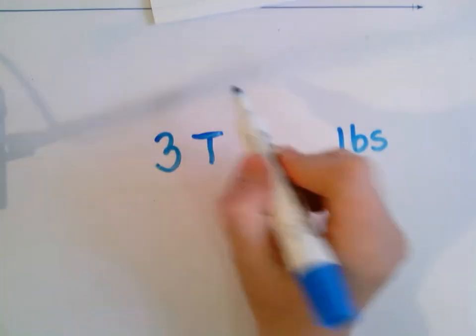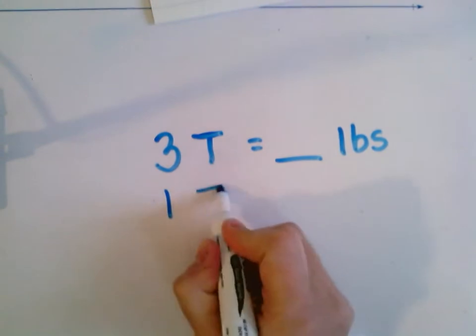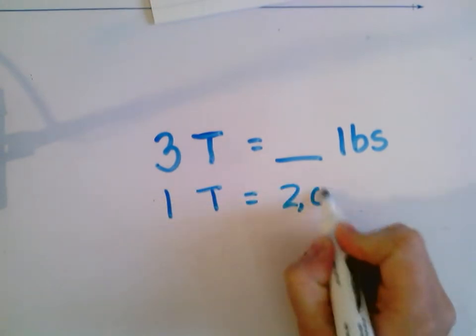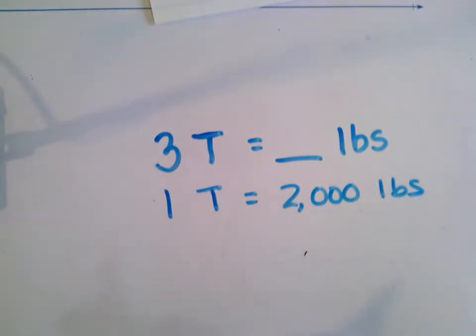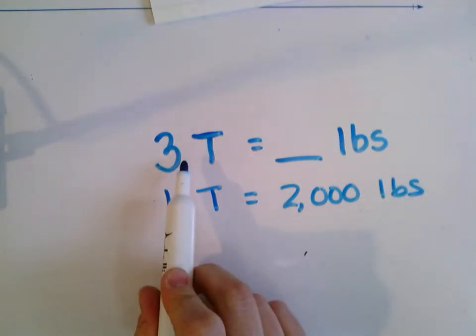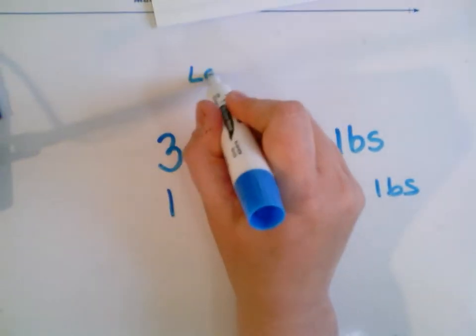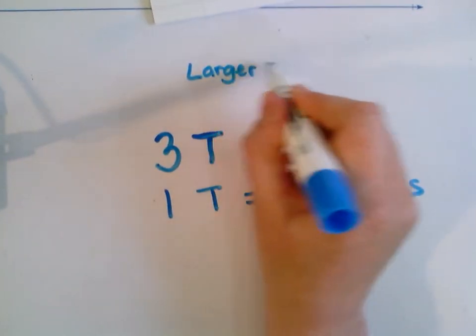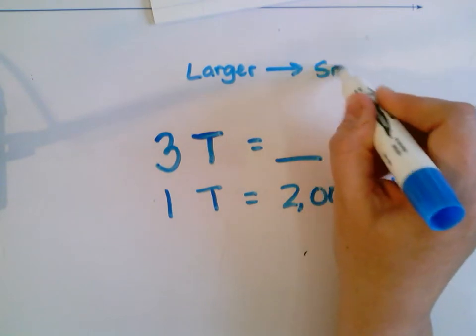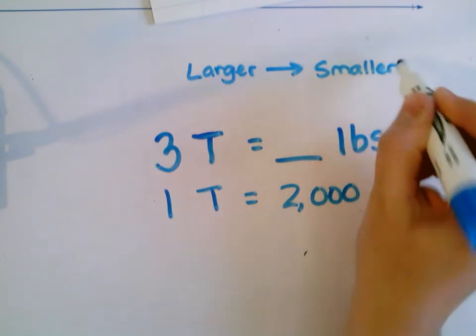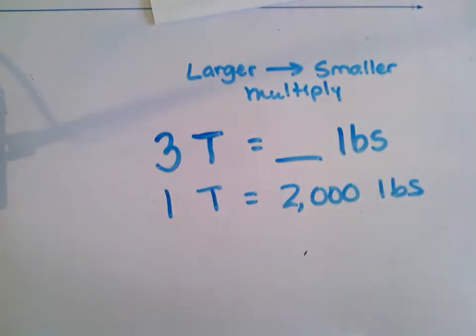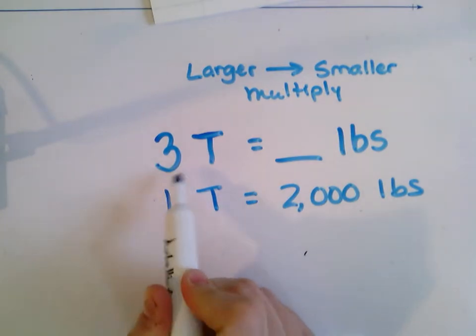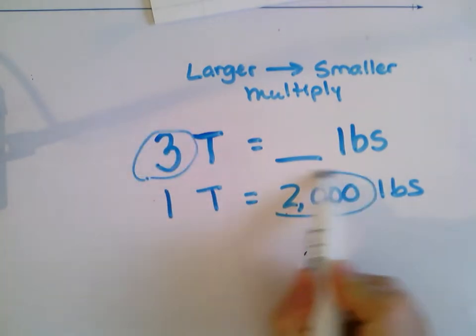Remember, 1 ton is 2,000 pounds. So I'm moving from my larger unit, right? Obviously, tons are much larger than pounds. I'm changing from my larger to smaller. So I know I'm going to multiply. And what am I going to multiply here? I'm going to multiply the 3 tons times the 2,000 pounds in each ton.